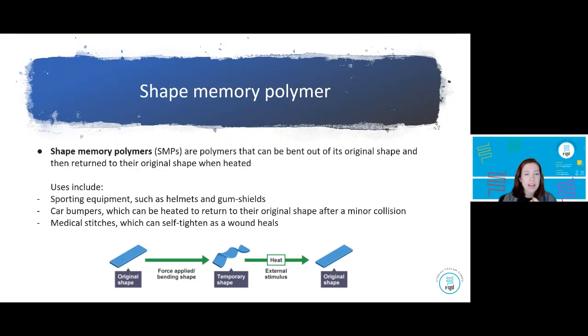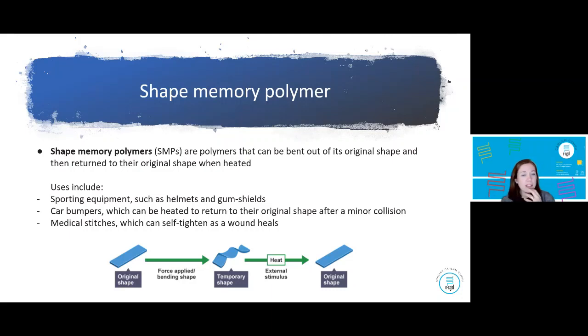The same with helmets, okay. Helmets are much safer if they are specific to your head and they fit you effectively, okay, and they're going to be safer in this case. So that's a really good use. Car bumpers, this is a technology that's being developed, okay. If, for example, you bang your car, what can happen is that bumper can be heated and it will just bounce back out to its original shape. So we're talking about minor collisions here only, okay? But that's a really good use for shape memory polymer.